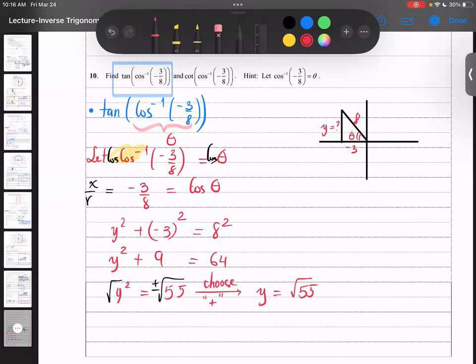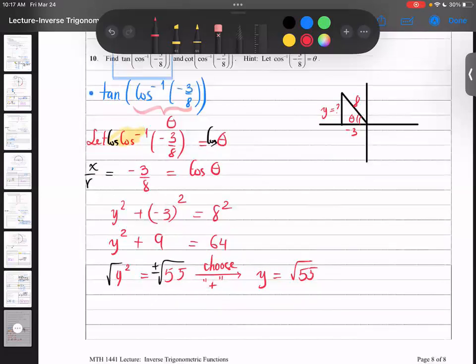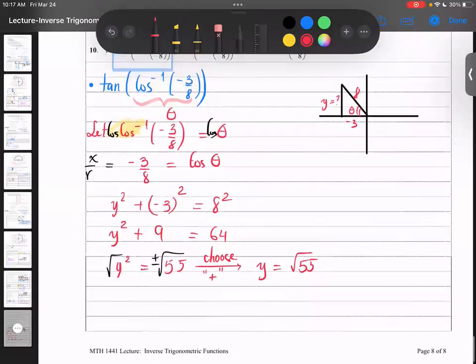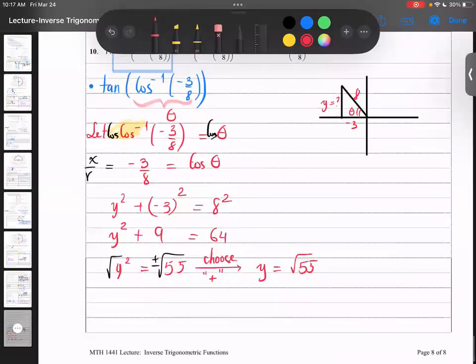Everybody understand this so far? I let my inside function equal to theta. So write out, let cosine inverse of negative 3 over 8 equal theta. Because negative 3 over 8 is between negative 1 and 1, I can add cosine to both sides. Cosine and cosine inverse cancel, so cosine theta equals negative 3 over 8. You cannot find this on the unit circle, then you have to draw it out. Pick the right quadrant. If it's cosine inverse, quadrant 1 and quadrant 2. If it's sine inverse, quadrant 1 and quadrant 4. If it's tangent inverse, quadrant 1 and quadrant 4. So depending on what value you have inside the parentheses, you know where to put your right triangle. And then to find the remaining side, all you do is use the Pythagorean theorem.